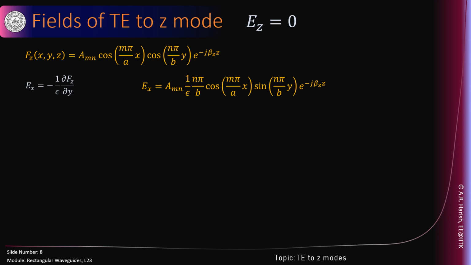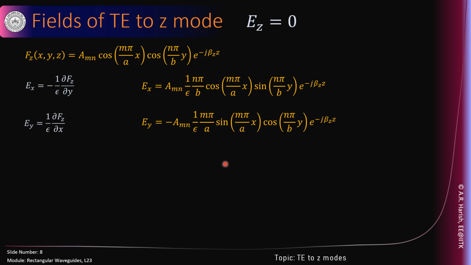Now we are ready to evaluate the electric field and magnetic field components. This is fairly straightforward. For example, I'll just show you one, the rest we'll just take as read, but please do it. That's very important. You want to evaluate Ex, substitute Fz in this equation. You take the derivative of cos(n pi by b times y). It generates minus n pi by b times sin(n pi by b times y). That minus sign cancels with this minus sign. Therefore, we have this equation for Ex.